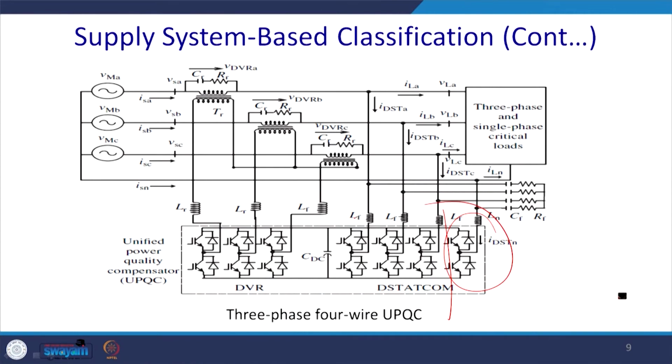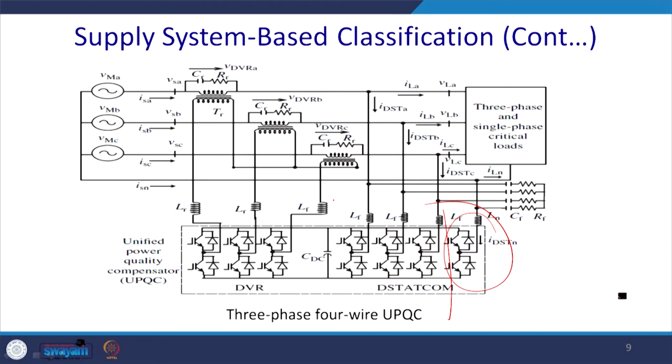And now this part was common for the 3-phase 3-wire system. With the 3-phase 4-wire system, you get an extra leg, sorry, extra switch legs in the case of the 3-phase 4-wire system, and this is for the neutral wire compensation. So, you require to have another entity extra.